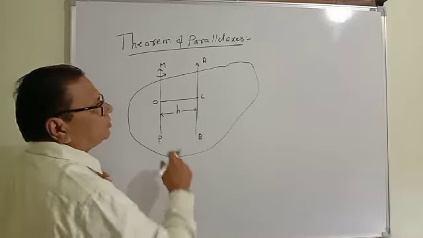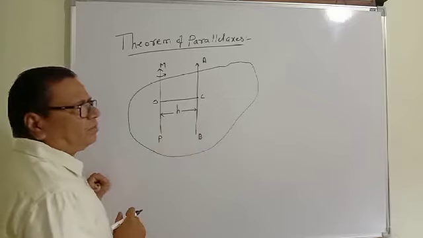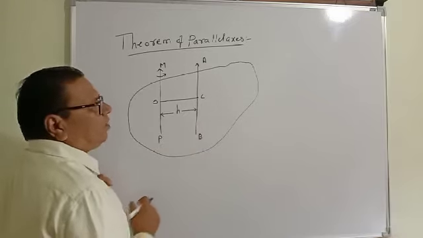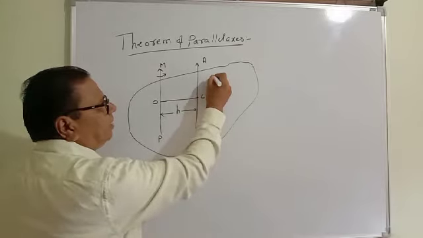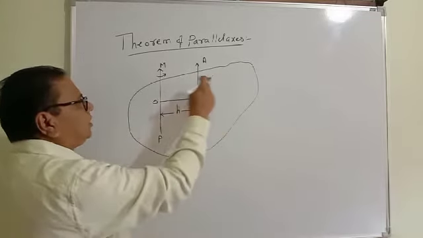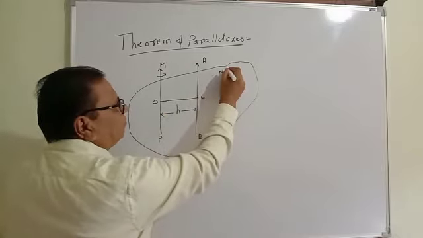Let the body be divided into a large number of elements of equal masses. Consider such an element at point N of mass dm.